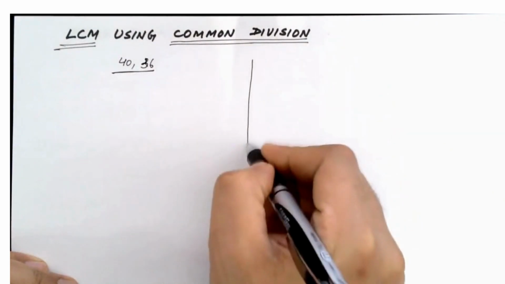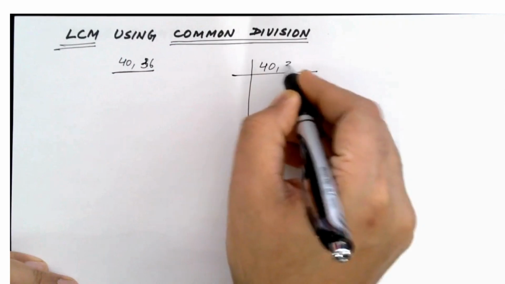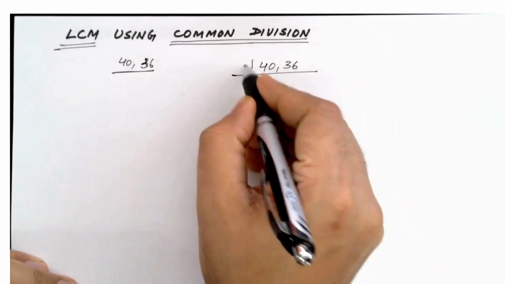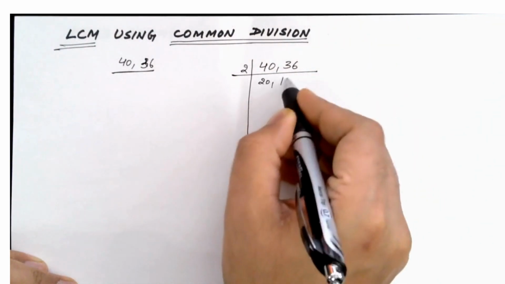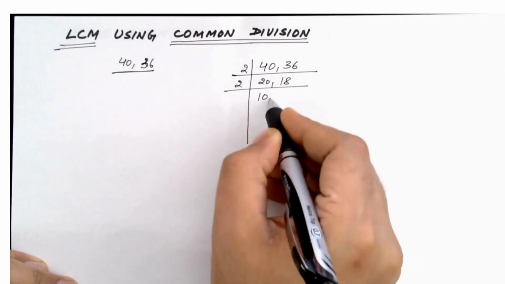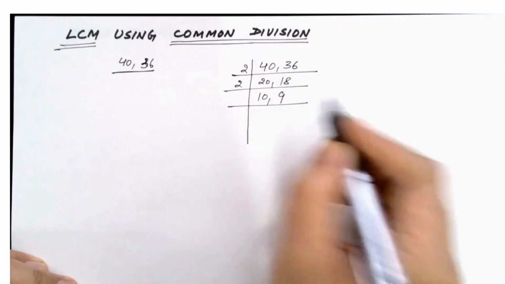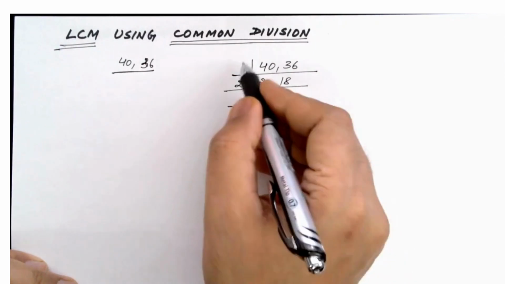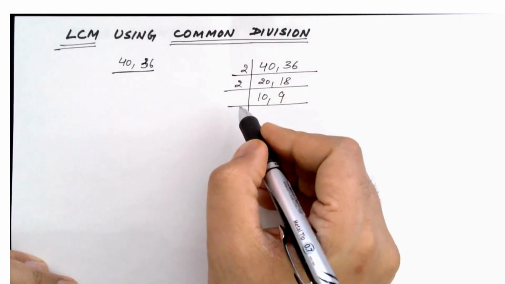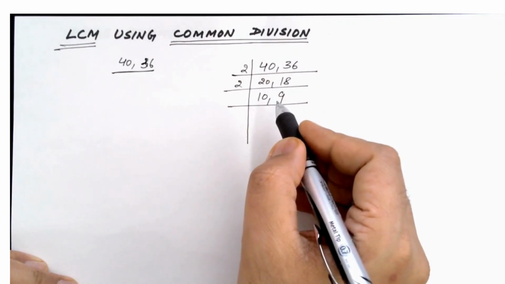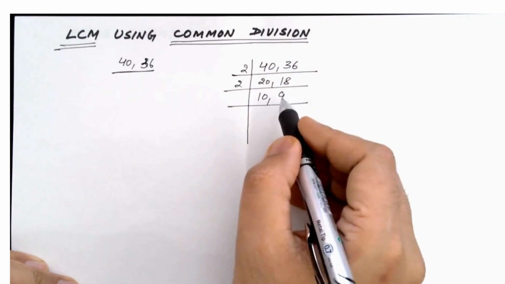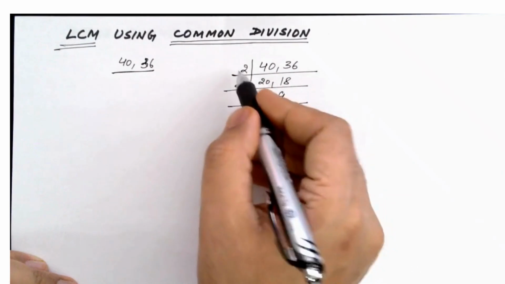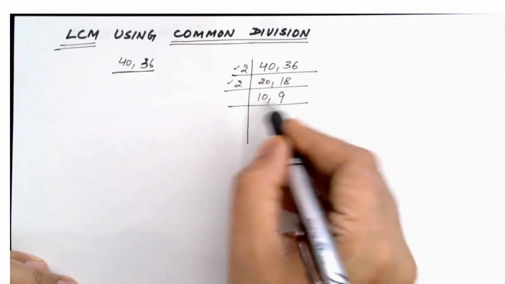We put both the numbers and start dividing by the prime numbers starting from the lowest one. So we have 2, we divide, again divide. If you remember, in the case of HCF, the moment we don't have a common factor, we stop there and only use those. But in the case of LCM, we have to include all the prime factors, including the common ones only once. So we had common ones here, but now we don't have a common one.